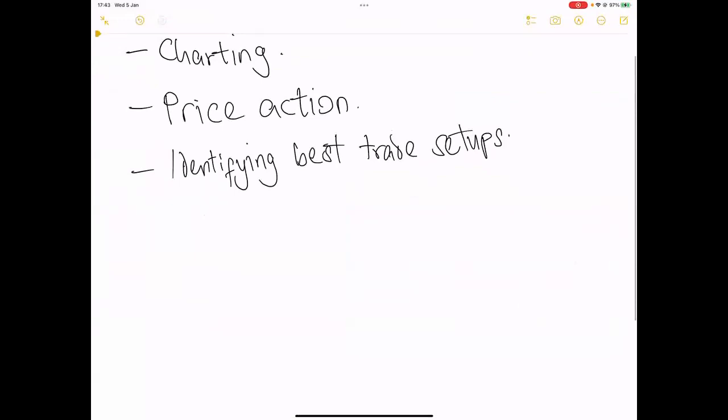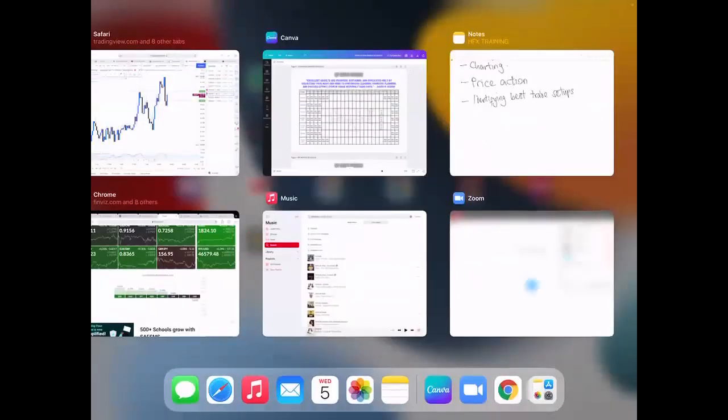Now, let's go to the live analysis. Imagine I want to take a trade. Based on this sentiment, I already know that I will sell here.